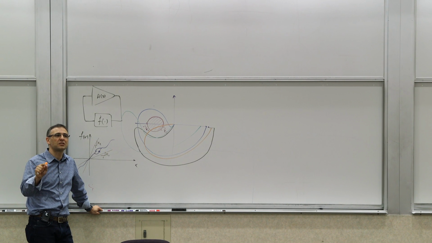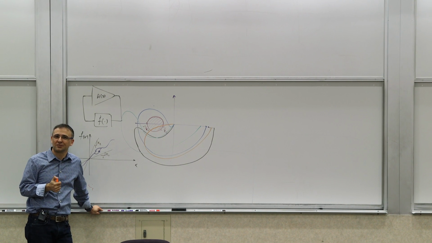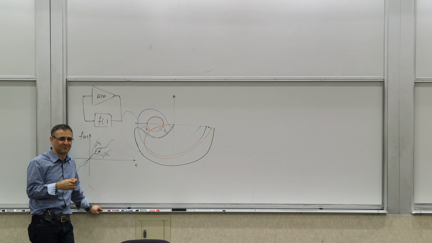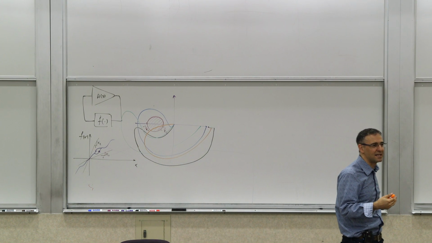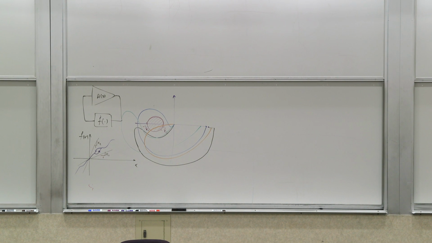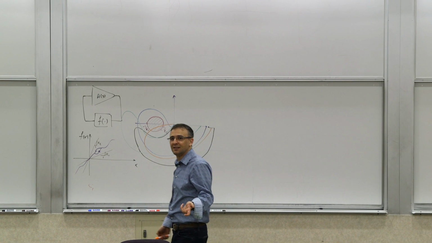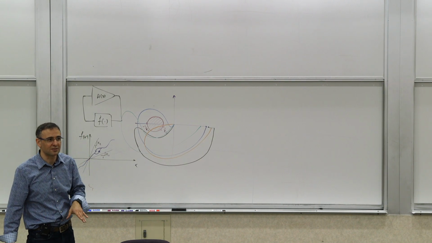It's a sufficient condition for stability, but it's not a necessary condition. So it's a strong condition, right? It still excludes some things that may be stable, but you may say, okay, well, I don't know about this. This doesn't look good to me, but it may still be stable.